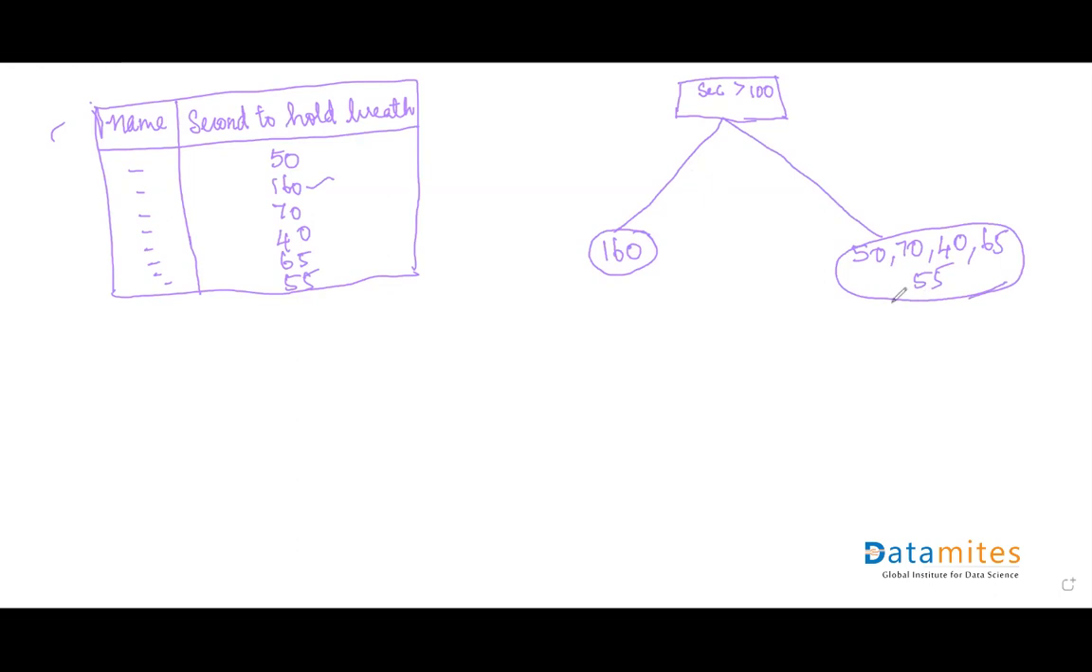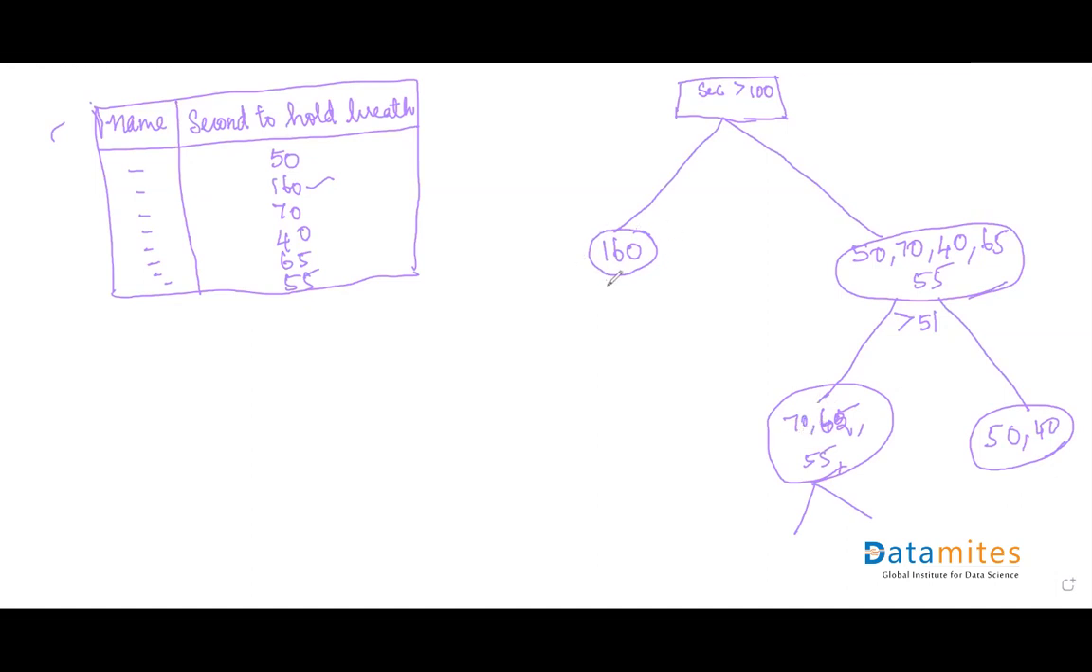Again here it is going to do the split. It will randomly select some value, so let's say greater than 51. Whatever points are greater than 51 will come here, so we will have 70, 60, 65, 55, all of these will be here. And the data points which are less than 51 will be here. Again the split will happen until each data point is isolated.